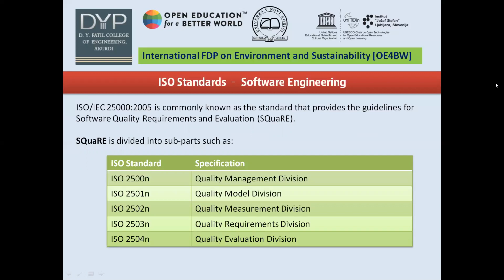ISO 2501N is defined for the quality model division. ISO 2502N is for the quality measurement division. ISO 2503N is for the quality requirements division. ISO 2504N is for the quality evaluation division. All these ISO standards are for software quality requirements and evaluation.